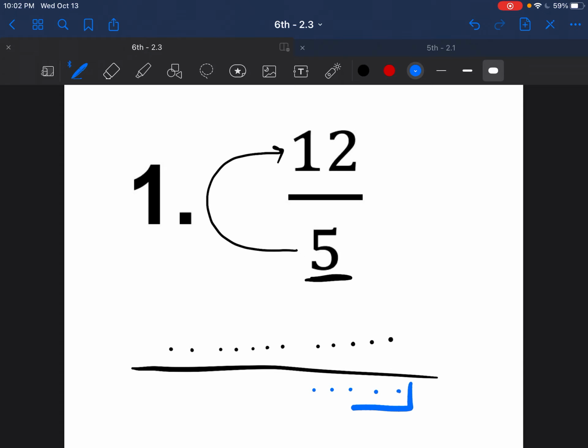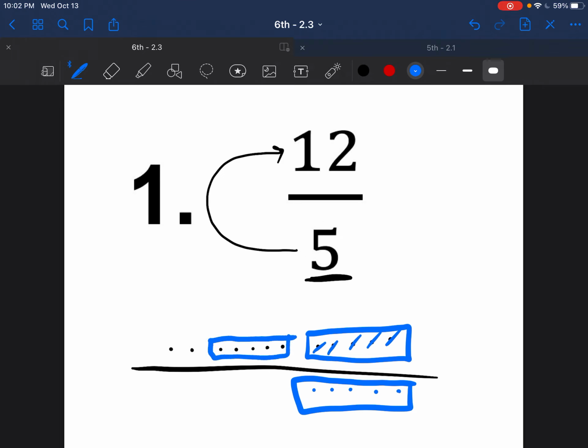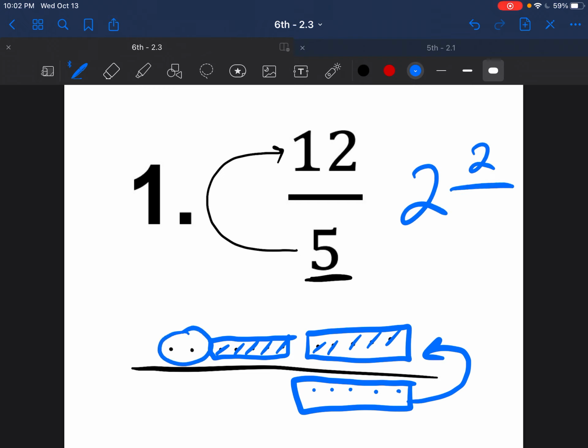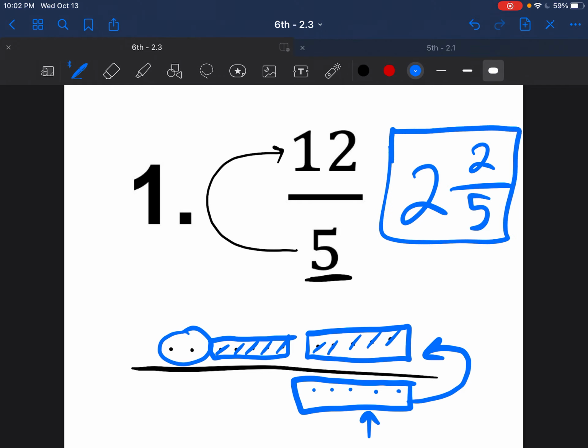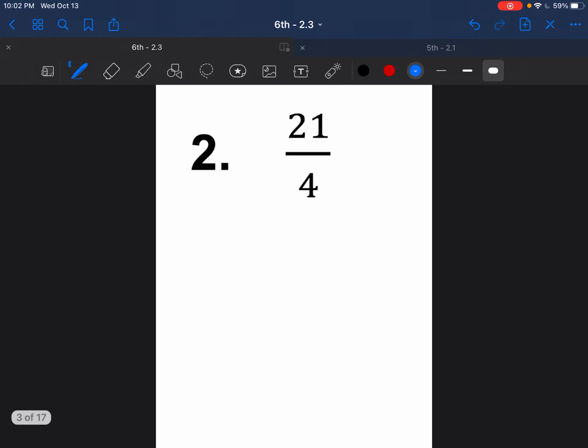Alright, so how many times can 5 fit into 12? Well, it fits in there once, right? Because that's 1, 2, 3, 4, 5. Then it's going to fit into there one more time. And then we have 1, 2, 3, 4, 5. So how many times can 5 fit into 12? Well, we know it's going to fit in there 2 times. What's left over? We have a 2. And our denominator stays the same. So that's 5. So the answer for this question is 2 and 2 over 5. Ladies and gentlemen, if you do need the division chart, please grab it. It should be in my room. Alright, let's try another one.